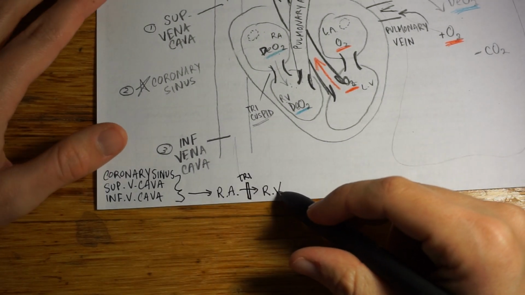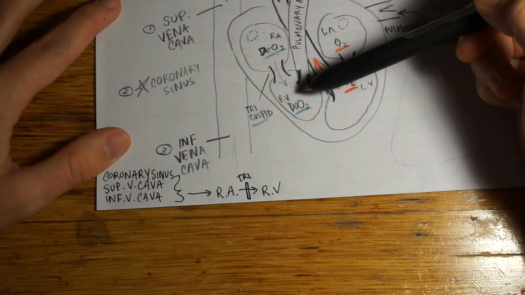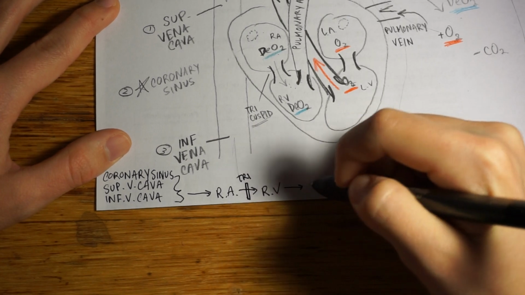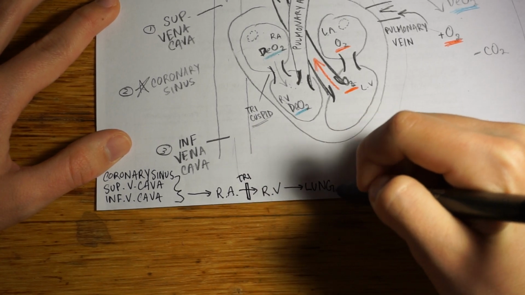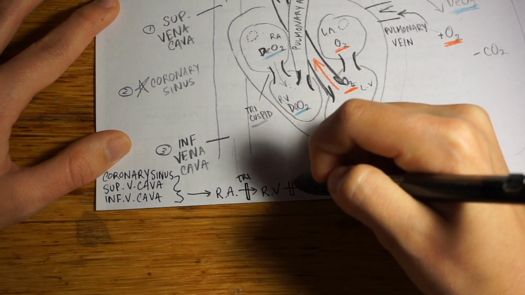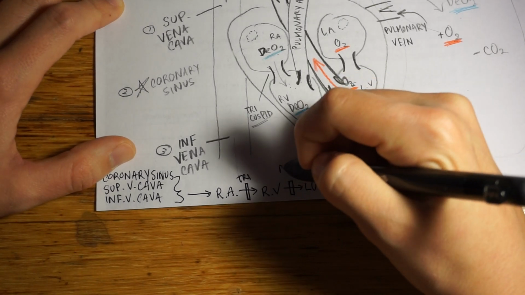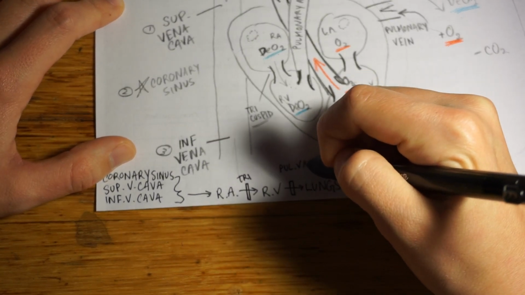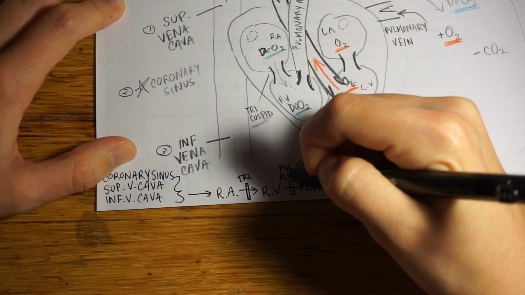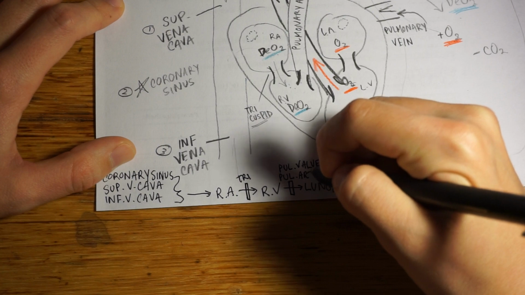So where does it go after the right ventricle? Here we are in the right ventricle. It's going to go to the lungs to pick up that oxygen. But what does it go through to get there? Right? It has to go through the pulmonary valve. And once it goes through the pulmonary valve, it then also travels through the pulmonary artery.